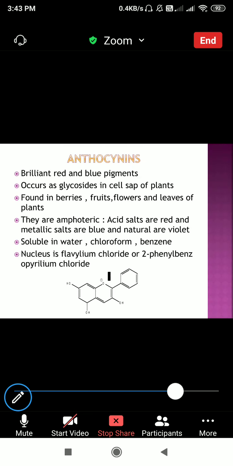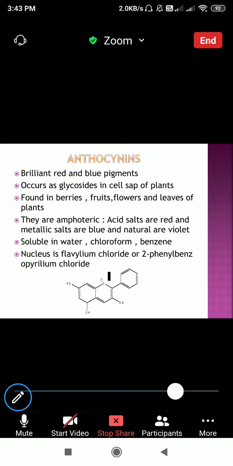Let's see anthocyanins. The anthocyanins are brilliant red and blue pigments. Basically the anthocyanins are derived from the flavanols and have a basic structure of the flavylium ion. This flavylium ion has an absence of ketone oxygen at 4 position. Then they occur as glycosides in cells of plants. They are found in berries, fruits, flowers and leaves of the plants. So they are common components of the human diet as they are present in many fruits and vegetables.